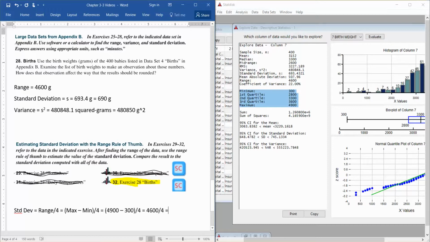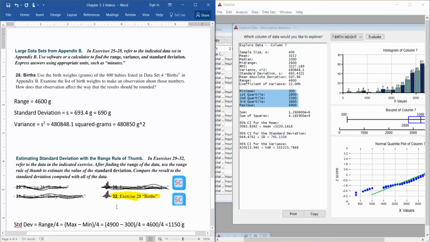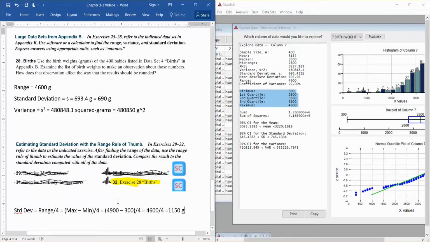And that's going to give us 1150. Now, from the data we're rounded correctly, and our units here are grams. Then they want us to compare the result to the standard deviation computed from all the data. Well, our computed standard deviation is 690 grams. Our estimate is 1,150 grams for the standard deviation.